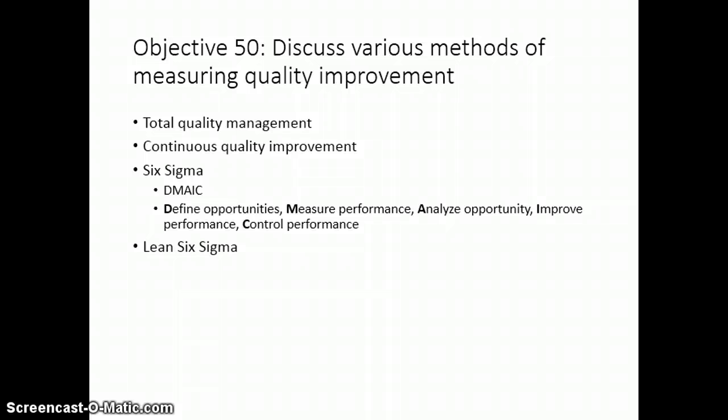Six Sigma is a method for measuring quality improvement. It uses the DMAIC nomenclature to look at quality improvement. Basically, it is to define opportunities, measure the performance, analyze the opportunity, improve the performance, and control the performance. Lean Six Sigma basically is using a reduction of supplies at the patient's bedside, and it's just a leaner version of that Six Sigma. Basically, these quality improvement measures are to reduce costs and improve the quality of care to the patient.